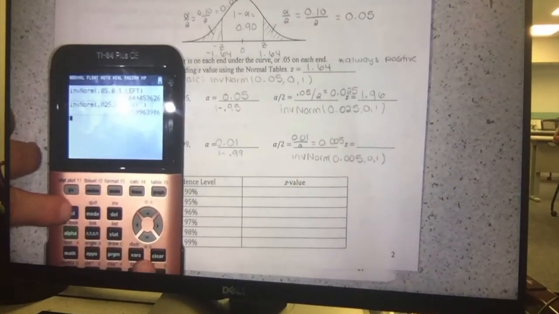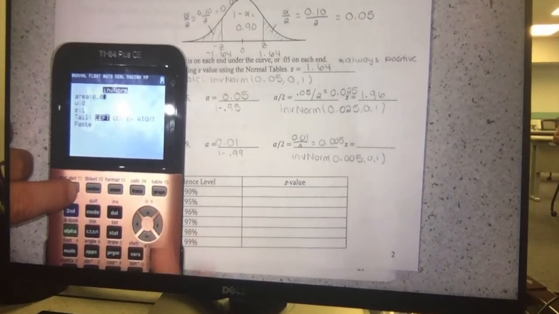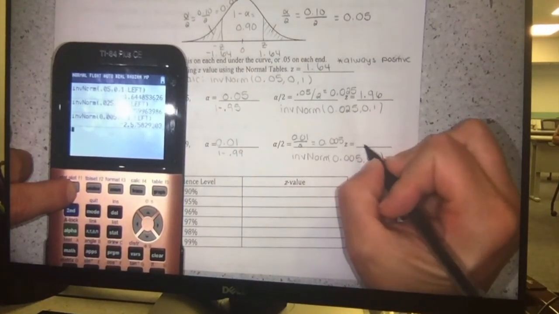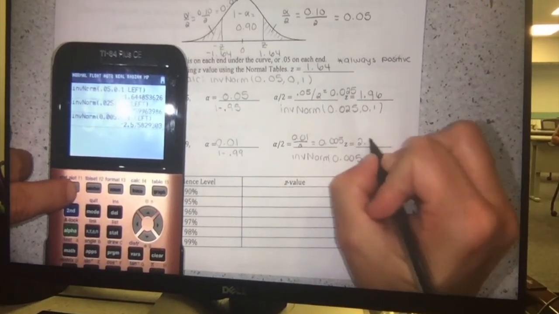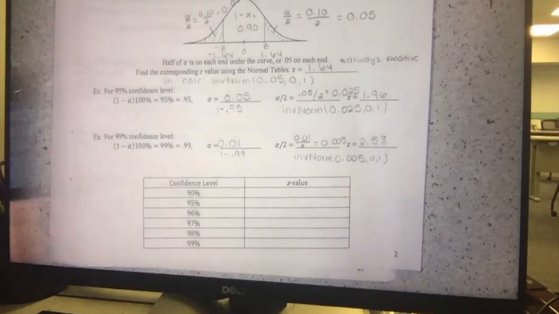So same thing over and over. And we get negative 2.575. We want to use the positive version, so 2.58. So those are our most common z-values.